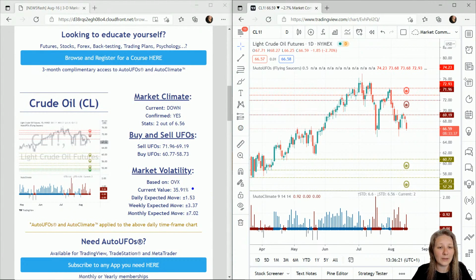Now with oil, we would expect in a year, movement up or down of 35.91%. So in a day, that's 1.53 points up or down. In a week, 3.37. And in a month, 7.02 points up or down.